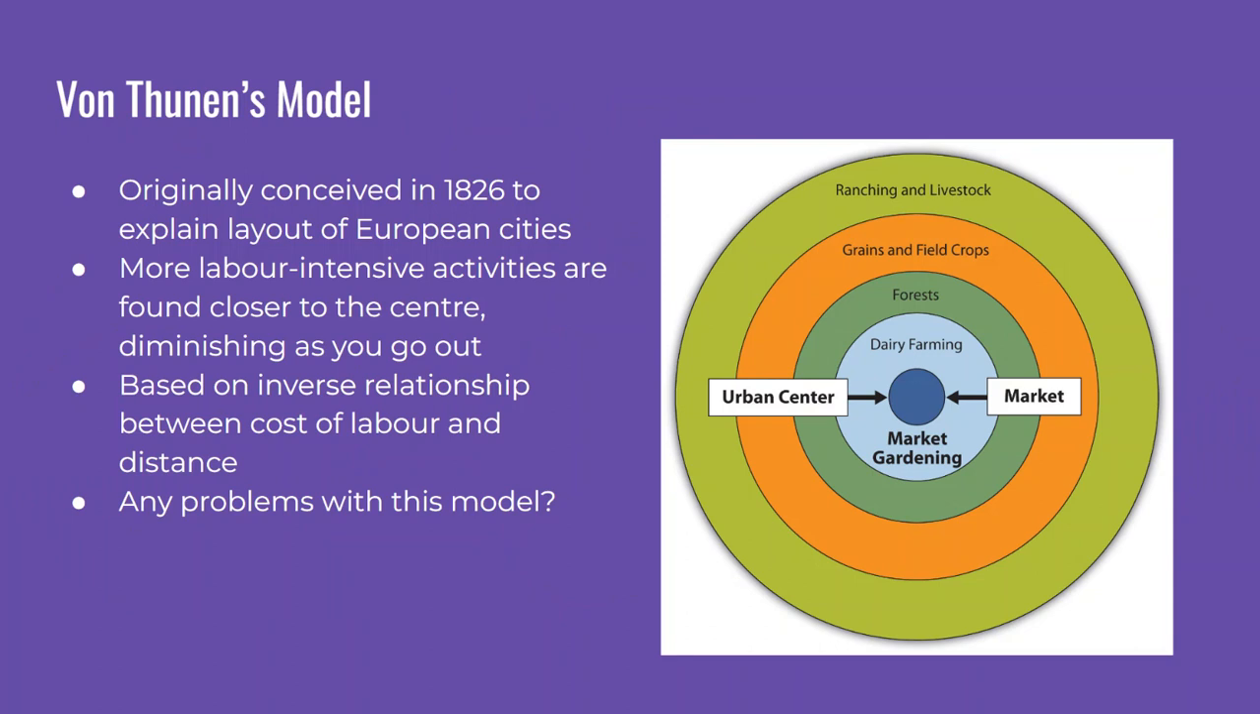So if an activity costs a lot, then you want it to be close to the center. And also, if the food spoils easily, you want it to be close to the center. Like dairy spoils fairly easily. And if you want to take a moment to pause the video and come up with some problems with this model, feel free.